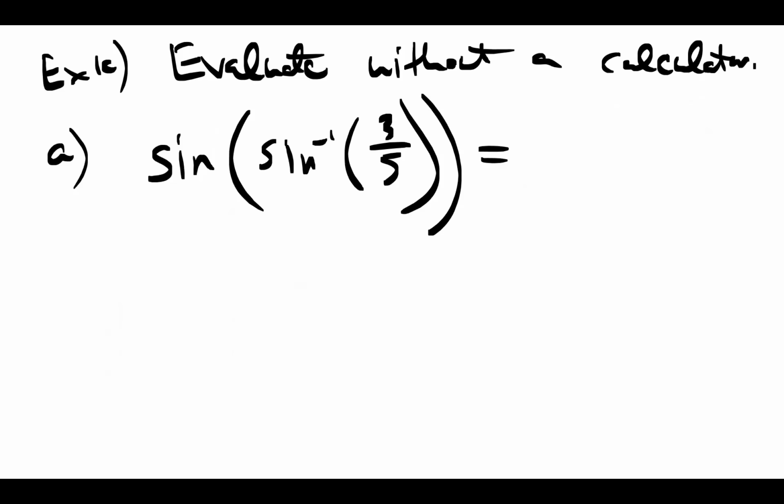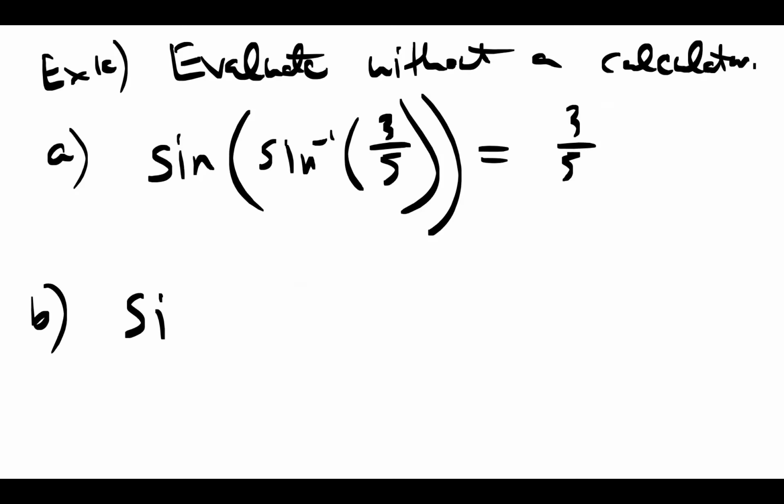Let's see. What's the highest sine can go? 1. What's the lowest sine can go? -1, right? So is 3/5 between -1 and 1? Yes. If it is, cancel, cancel, and the answer is 3/5. We good? As long as it's inside the zone of sine, which is -1 to 1.